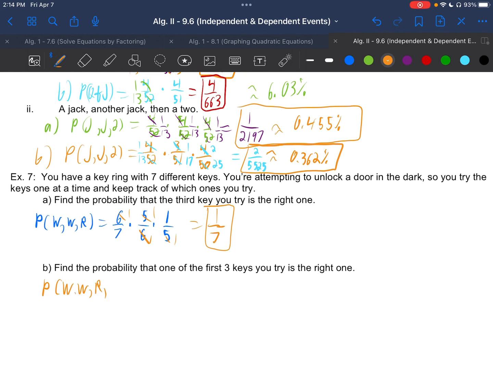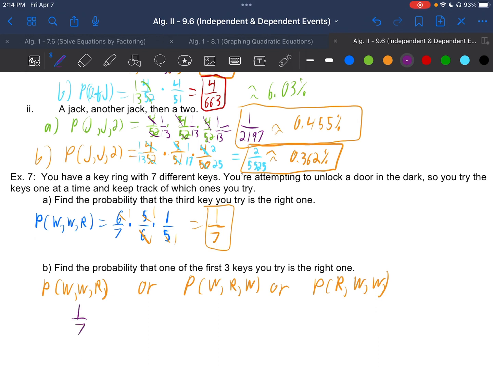So the probability that you find it on the third one, or the probability that, let's say, you find it on the second one. That the second key is the right key. Or the probability that the first key is the right key. And then you'd add them all up because they're ORs. So the probability that the third one's the right key, we already found that one to be 1 over 7.